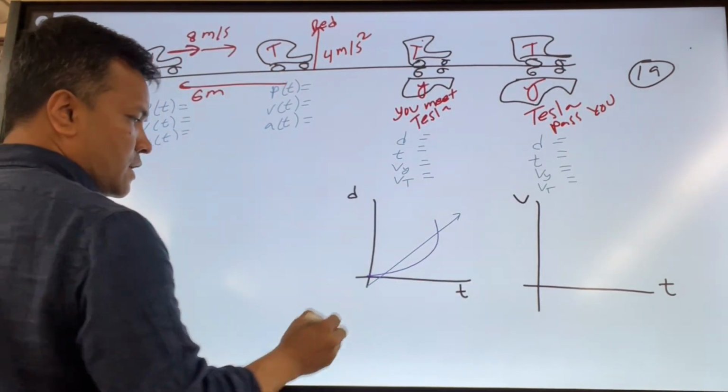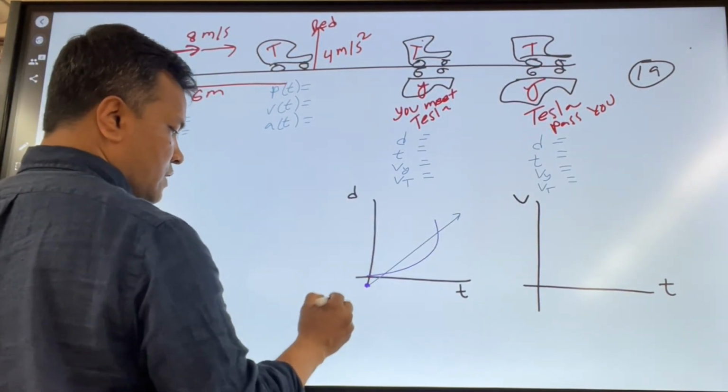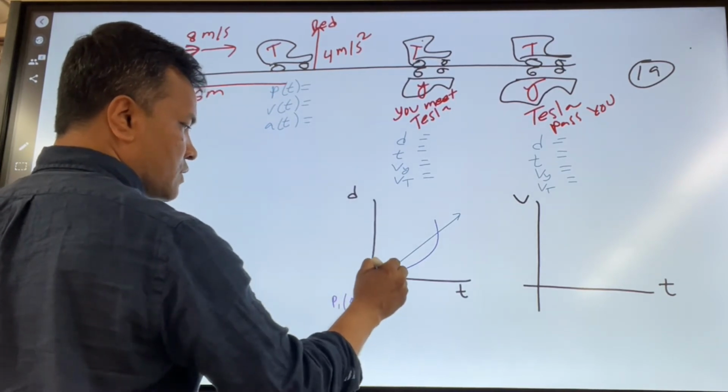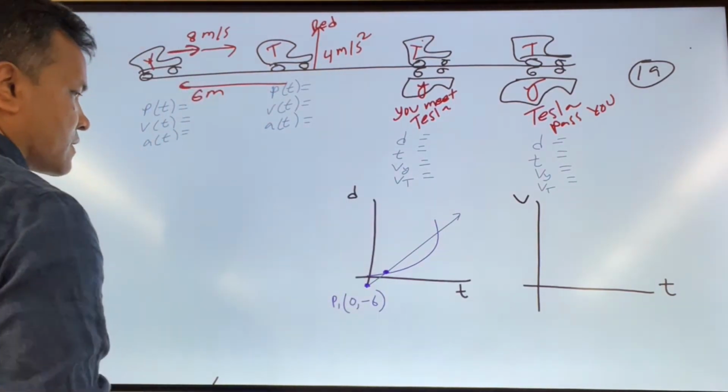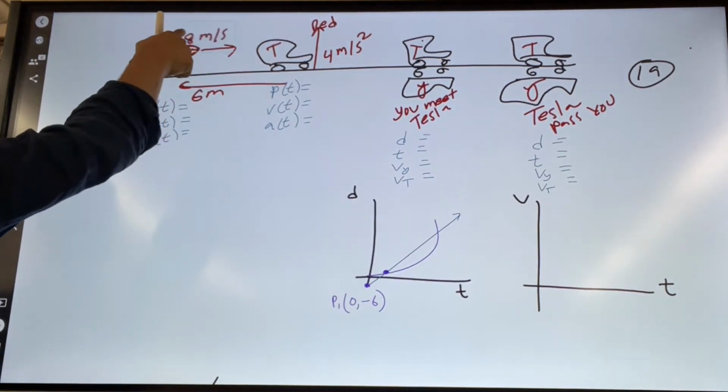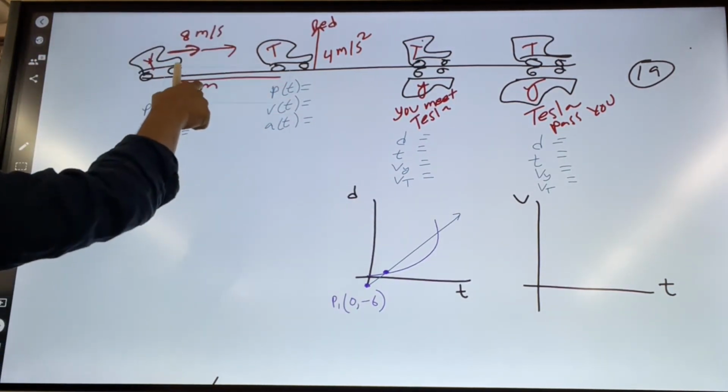So I wanted to find the point over here. The point over here is (0, -6). Let's find the time first. How can we find the time? This information is going to help us, and this information is going to help us.